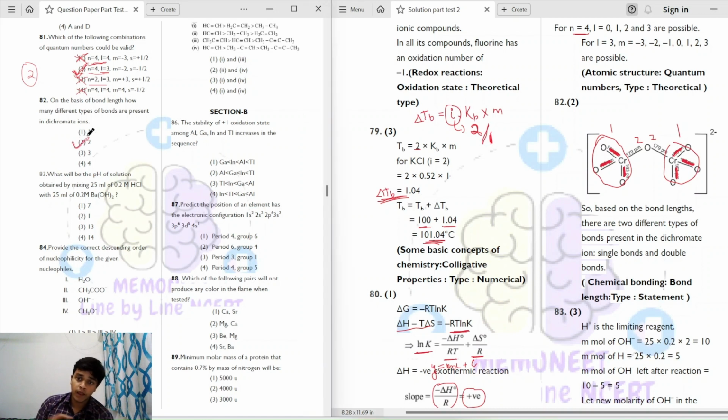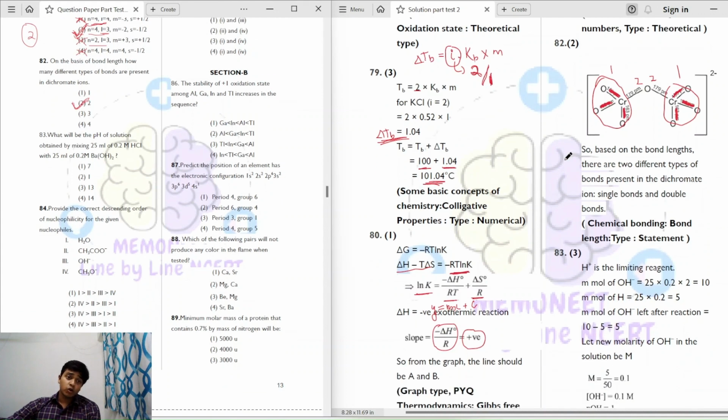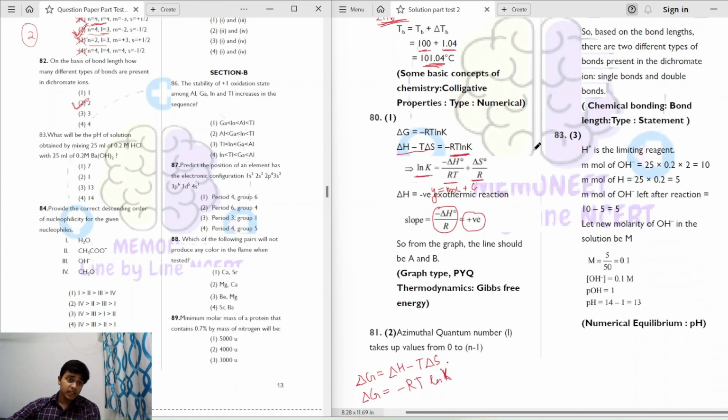Moving on to the next question, the question says, what will be the pH of the solution obtained by mixing 25 ml of 0.2 molar HCl with 25 ml of 0.2 molar barium hydroxide? Okay, so we have a base and an acid.